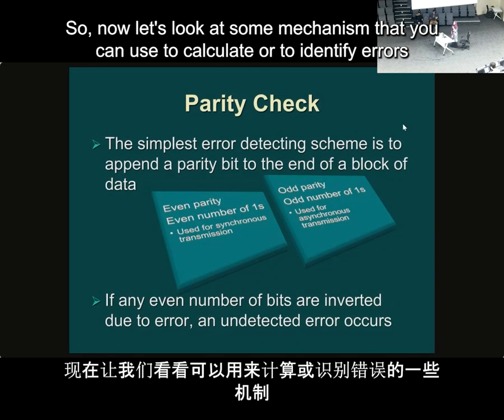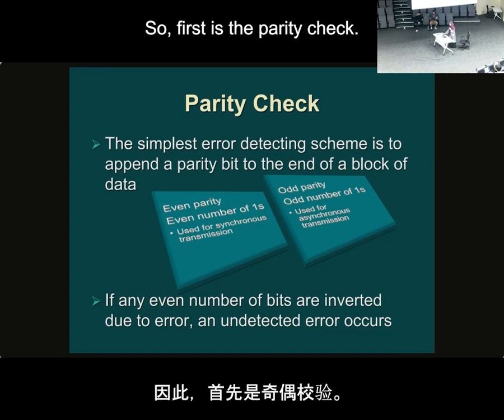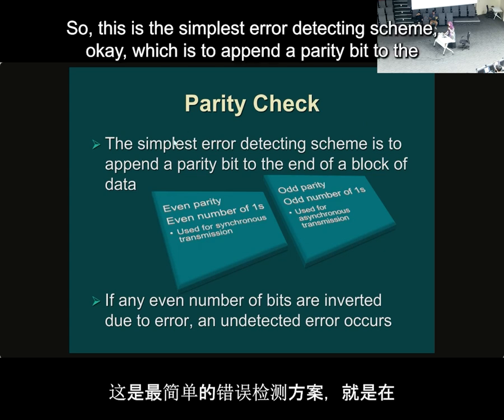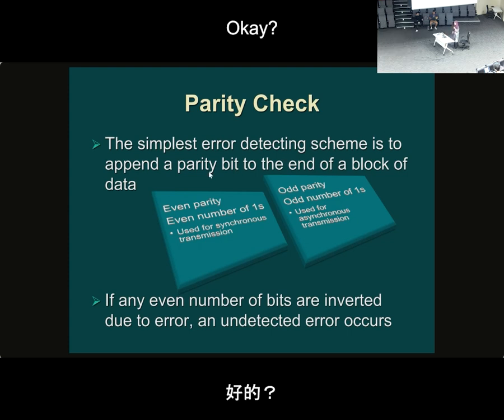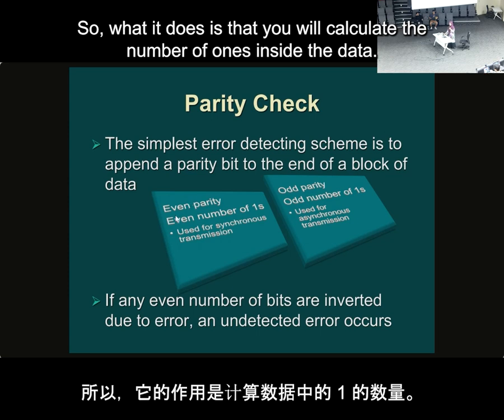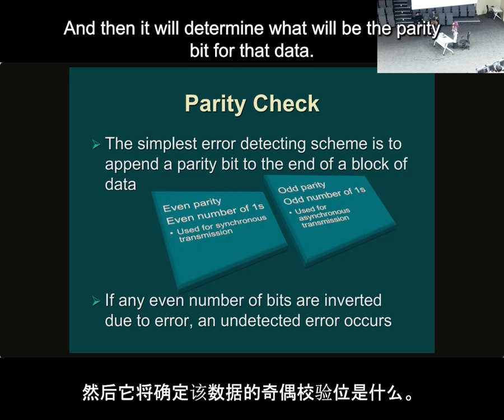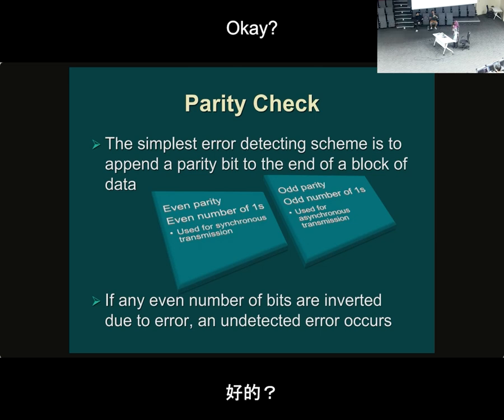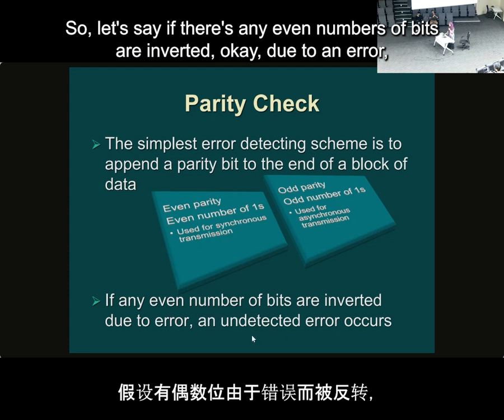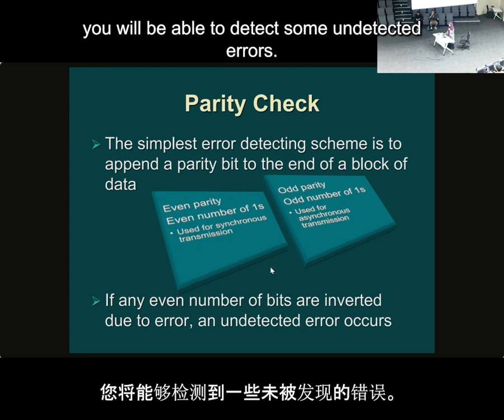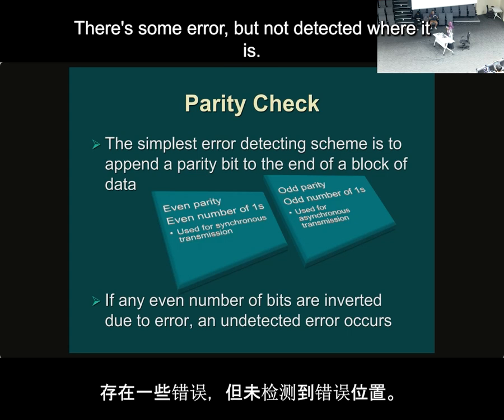So now let's look at some mechanisms that you can use to calculate or identify errors in the data packet. First is the parity check. This is the simplest error detecting scheme, which is to append a parity bit to the end of a block of data. It will calculate the number of ones inside the data, and then determine what the parity bit for that data will be. If any odd number of bits are inverted due to an error, you will be able to detect the error, but not where it is.